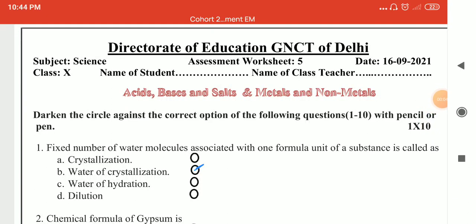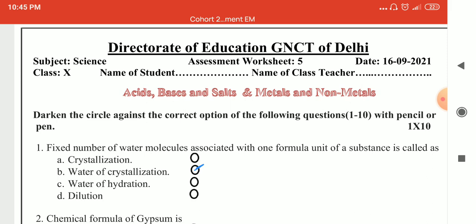Assessment worksheet number 5, subject science, class 10th. In the first column you have to write the name of the student, and the name of your class teacher. Here the instruction is given to you. Darken the circle against the correct option of the following questions, number 1 to 10, with pencil or pen. You have to darken the circle with the help of pen or pencil against the correct answer of the question.